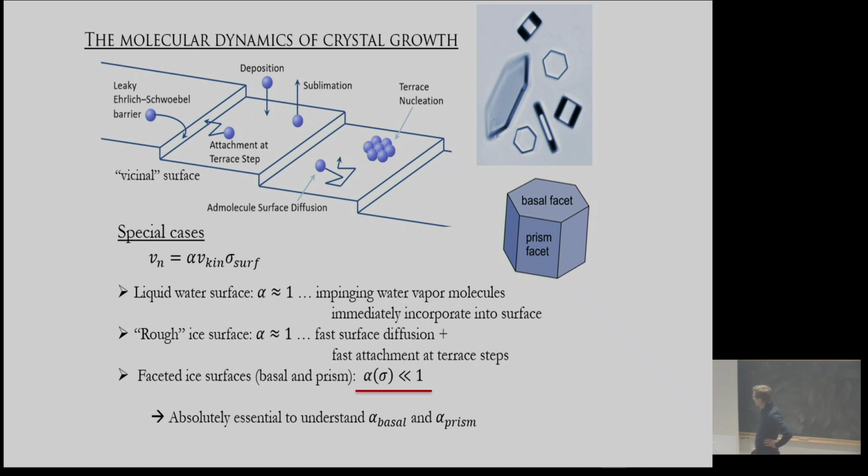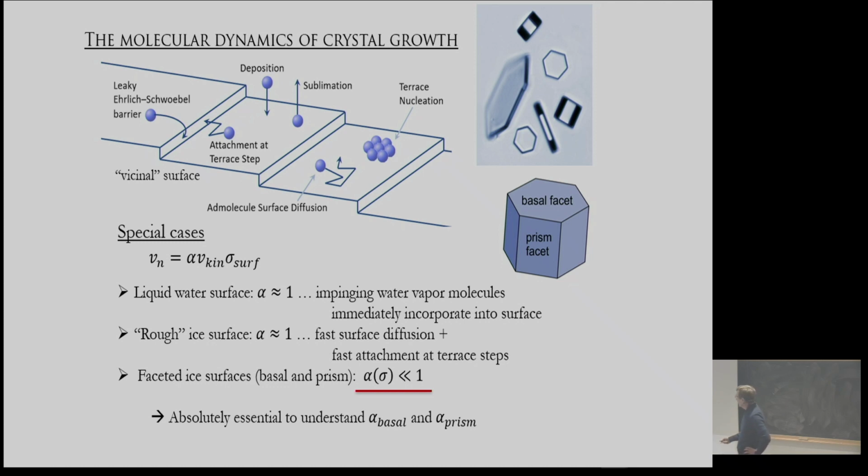And the reason we do this is because now we have some simple special cases. Like if you have a liquid water surface, then alpha is 1 or close to 1, and that just means that any impinging molecules, water molecules that hit the surface, are just immediately incorporated into the surface. Okay, and so what that means is that if the supersaturation is 0, the velocity is 0, and as you increase the supersaturation, you can just easily calculate. You've got a vapor pressure of the surface and a vapor pressure that's applied, and that gives you supersaturation, and the growth just goes. It's very, very simple. And we know the physics there. The boundary condition is simple.